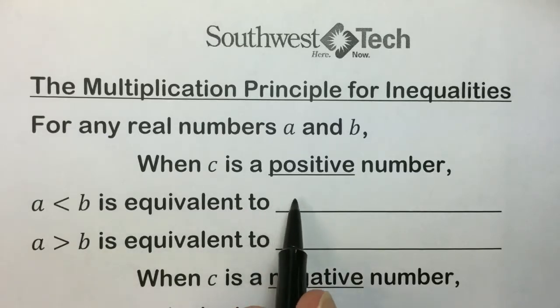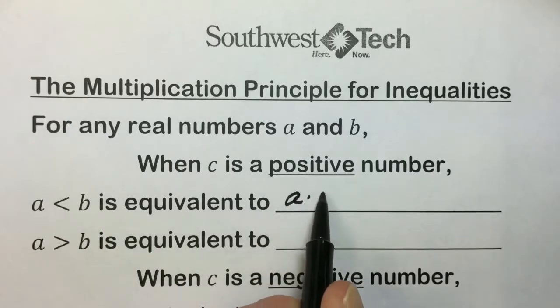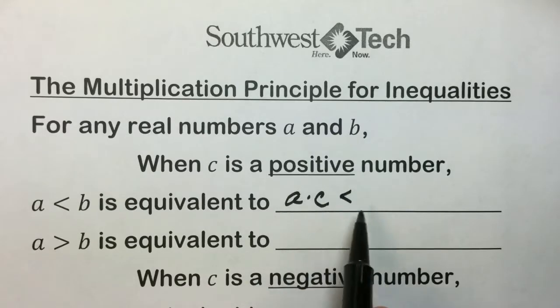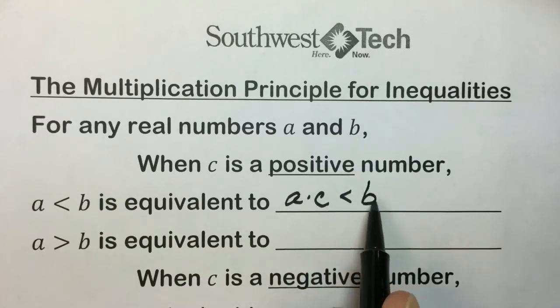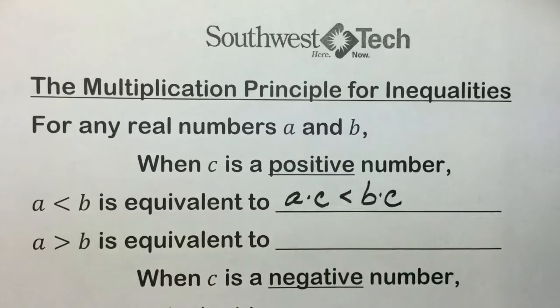an equivalent inequality by multiplying both sides by a positive c. And regardless of the direction of the inequality, it still holds true. So this looks like the multiplication property of equality.